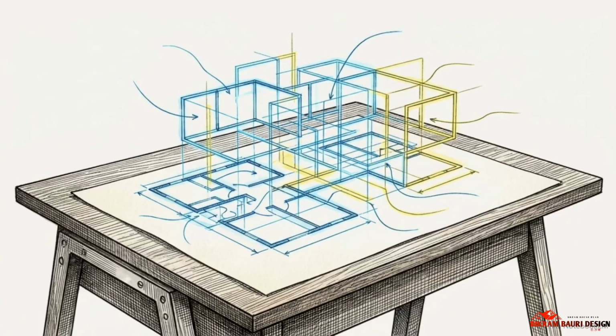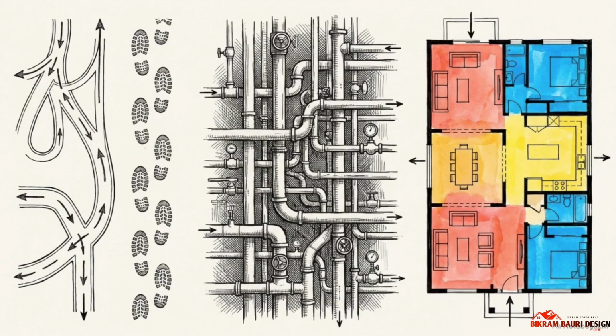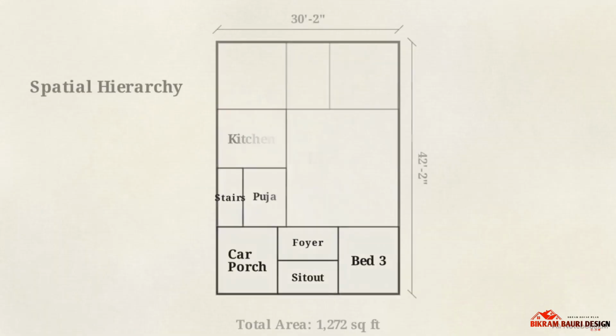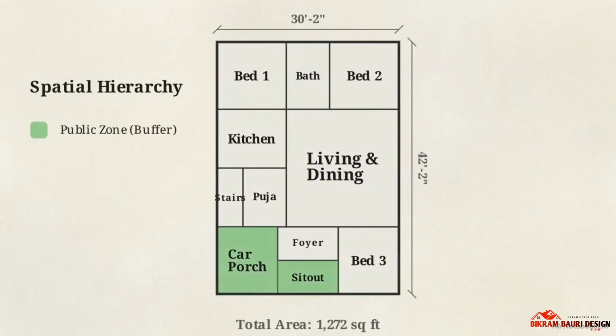To accurately read this floor plan, we have to reverse engineer the engineer's logic. We need to track how they navigated circulation, utilities, and zoning to reach this exact layout. The first step in solving a residential layout problem is establishing a spatial hierarchy. We begin with public zones. Green areas denote the porch and sit-out, buffering the outside.